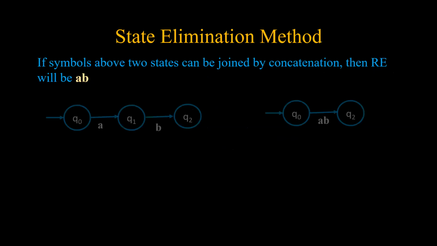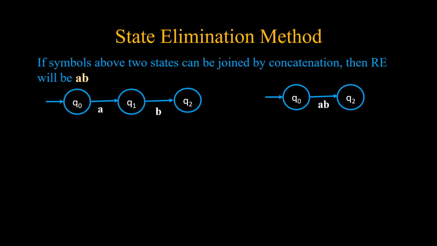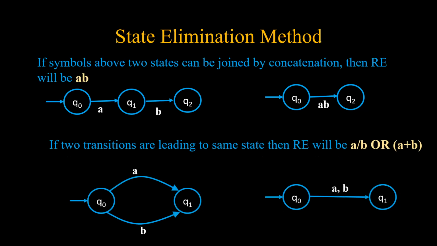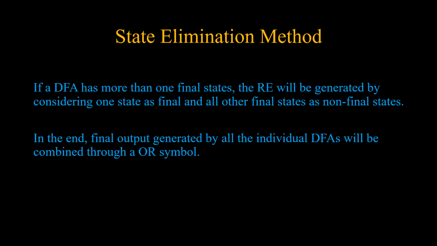Now, if we have two states joined together through concatenation operation, that is, here we have Q1 and Q2 joined by B and Q0 and Q1 by A. They are in concatenation. We can eliminate state Q1 and the regular expression which we will get will be AB. If two transitions are leading to the same state, then their regular expression will be A or B. Please remember, A or B can be represented by A/B or it can also be represented by A plus B, meaning remains the same.